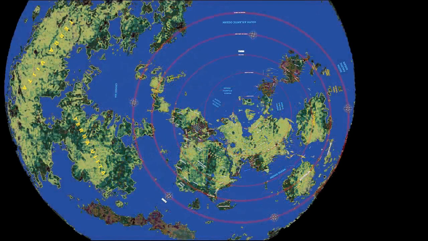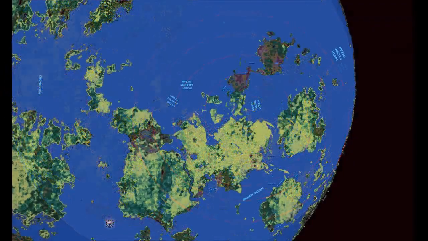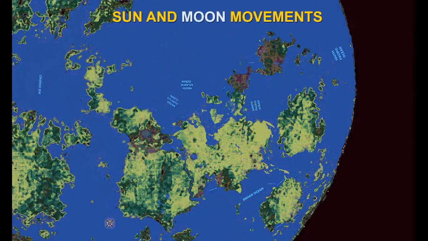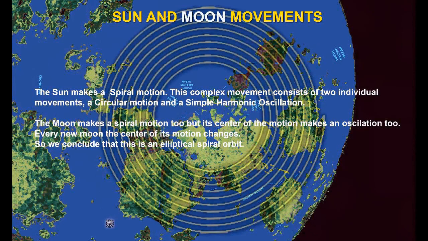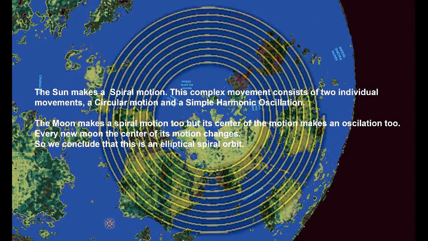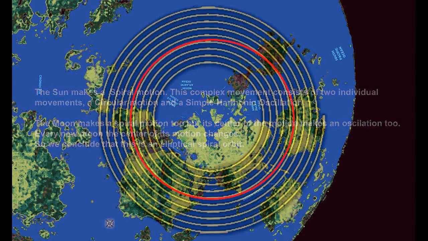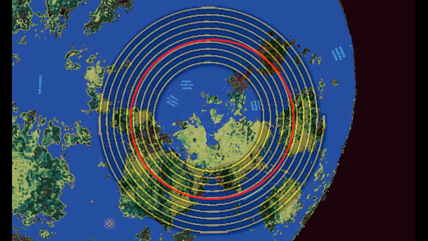Motions of Sun and Moon. The Sun makes a spiral motion. This complex movement consists of two individual movements, a circular motion and a simple harmonic oscillation. The Moon makes a spiral motion too, but its center of motion makes an oscillation too. Every new moon, the center of its motion changes. So we conclude that this is an elliptical spiral orbit.